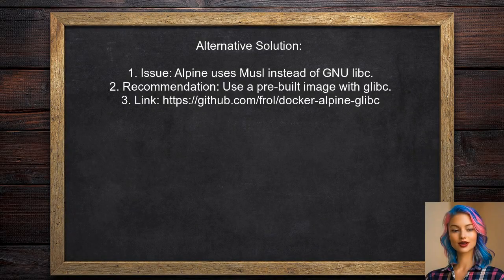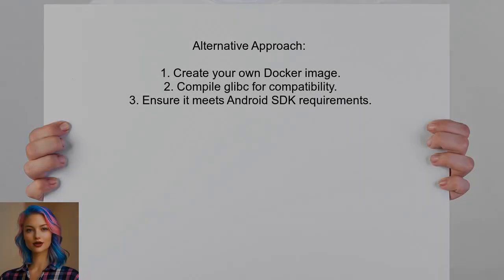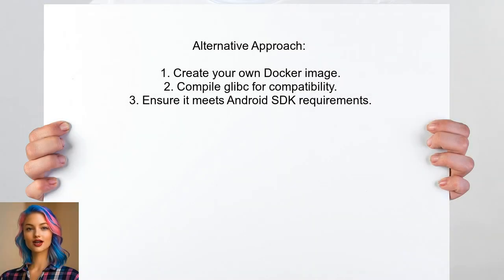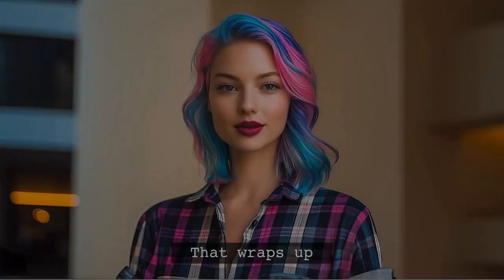Another user encountered the same issue and confirmed that the problem arises because Alpine Linux uses musl instead of GNU libc. They suggest using a pre-built image that includes glibc like the one found at the link provided. Alternatively, if you're comfortable, you can create your own image that compiles glibc. This way, you can ensure compatibility with the Android SDK tooling. That wraps up that answer.